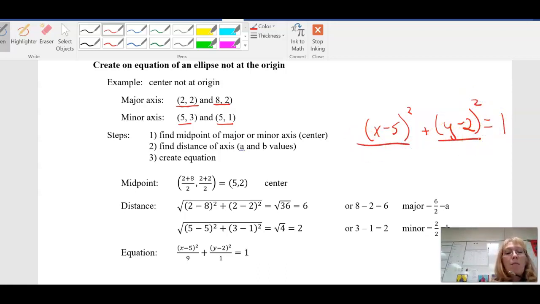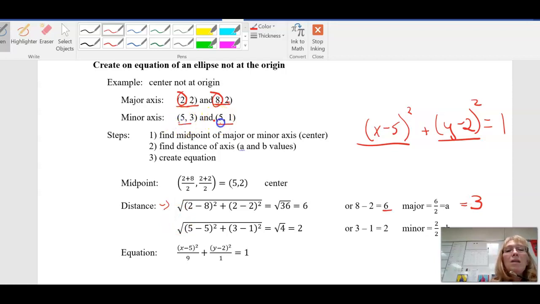Now we got to find that a and b. Now I got to figure out the distance. Well, we can do the distance formula using the points, or if you recognize that the 2's are the same, the things that are changing are the x's, correct? So since the x is changing, 8 minus 2 is 6, and that is the distance of my major, and then I divide it by 2, and that will give me a. So it's 3 long.